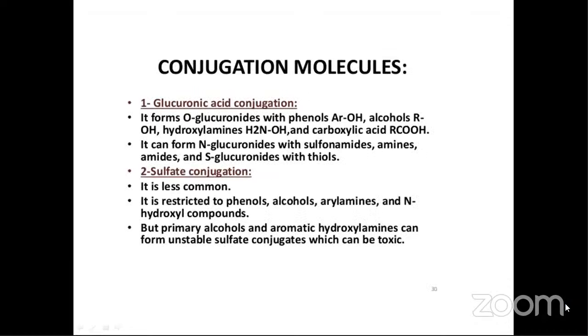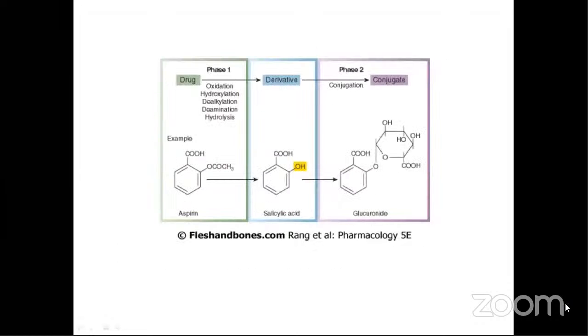Similarly, conjugation, sulfate conjugation and glucuronide conjugation, how it takes place, we can discuss in the next class. Some more time is required. Here some key examples are given. You have phase 1 oxidation, reduction, dealkylation, which I already told you, deamination, and hydrolysis. They will produce some inactive products, then go for the phase 2 reaction or conjugation.